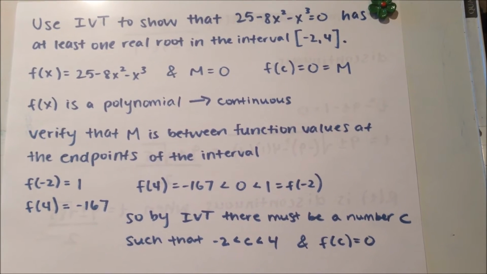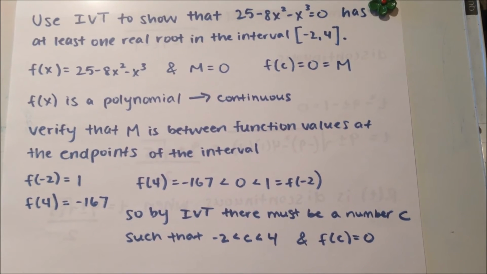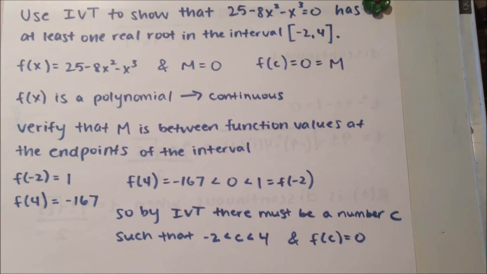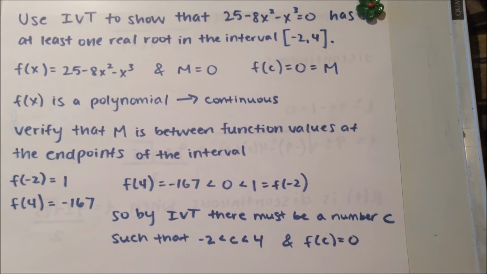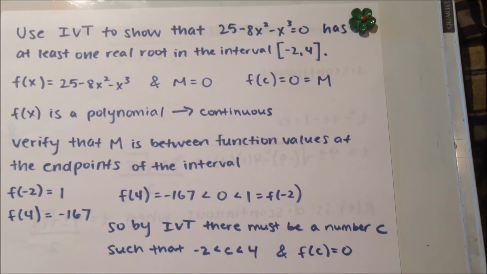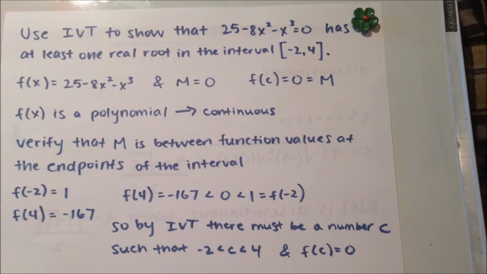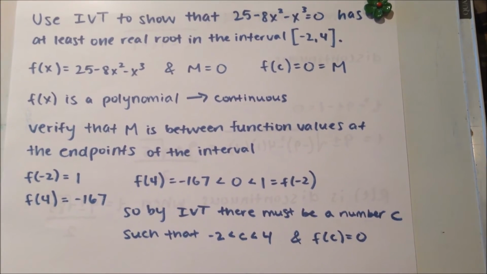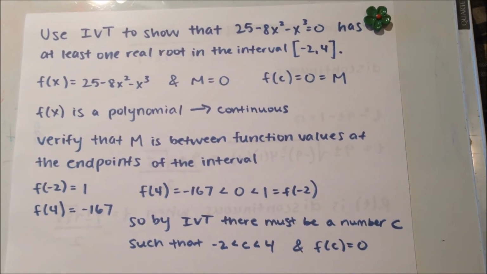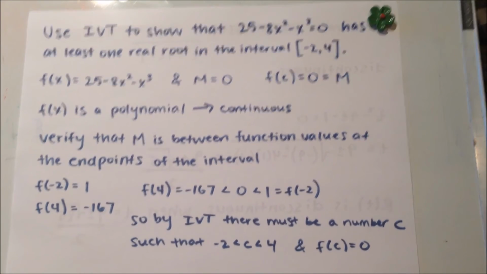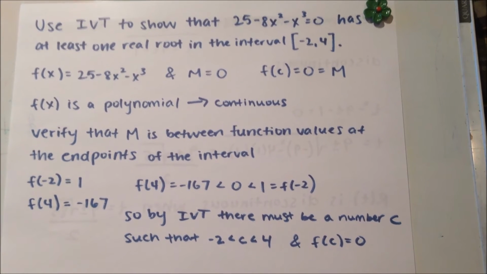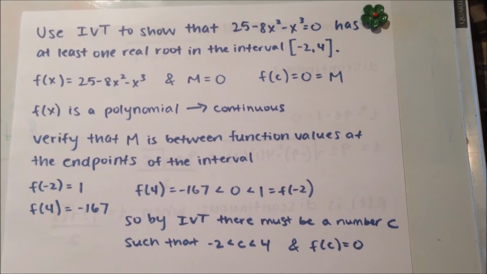So we're making f of x equal to 25 minus 8x squared minus x cubed, and m will be equal to 0. The problem is asking us to show that there is a c in -2, 4, so that f of c is equal to 0, which is equal to m. We first need to make sure that the criteria of the intermediate value theorem are met. f of x is a polynomial, therefore it is continuous on -∞ to infinity, and also continuous on our interval -2, 4.